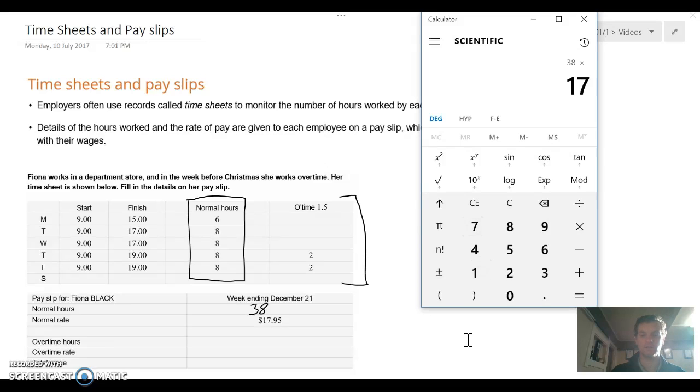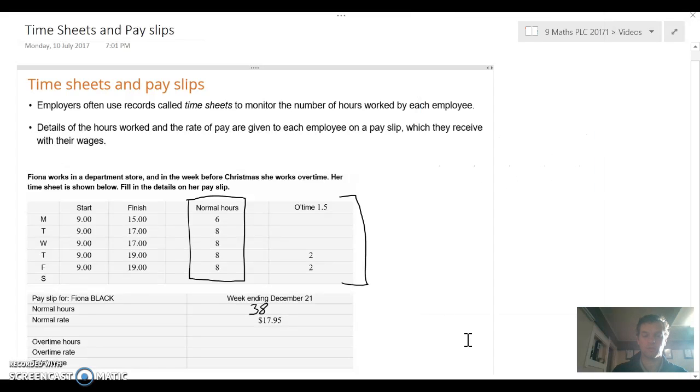In this case it's $17.95. So 38 times 17.95 is $682.10. Let's just pop a note here for now: $682.10. That's our normal wage for Fiona working in the department store.